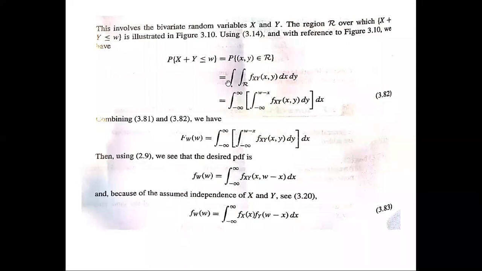So that means in this case we can write here minus infinity to infinity, and then this will become minus infinity to w minus y because we have written here dx first. Okay, so this is minus infinity to w minus y. So let us consider first this itself. We have just written here combining 3.81 and 3.82.